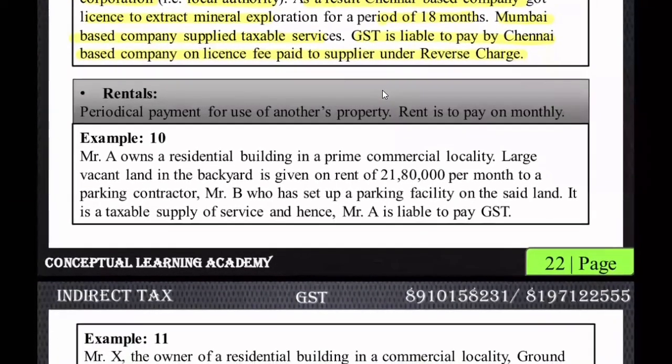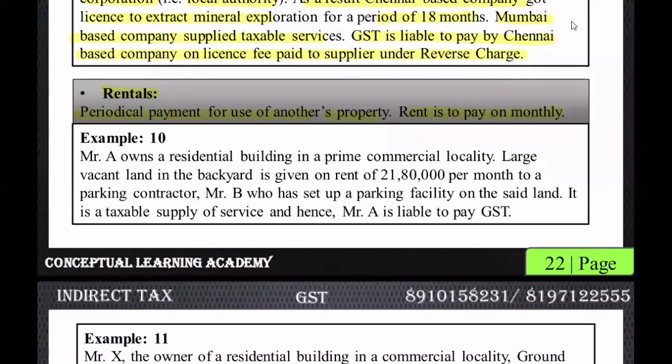Okay, now we have rental as well under supply. Rental means periodical payment for use of another's property. Rent is paid monthly. So rent will also attract GST. So if you are receiving rent from something, it is a supply of what?